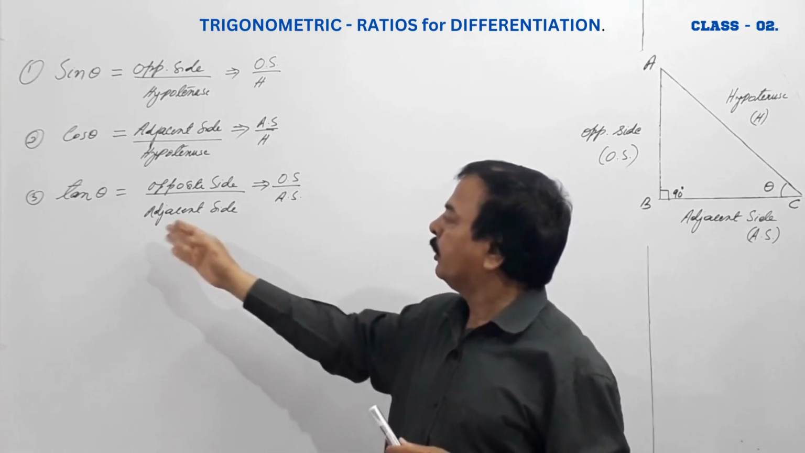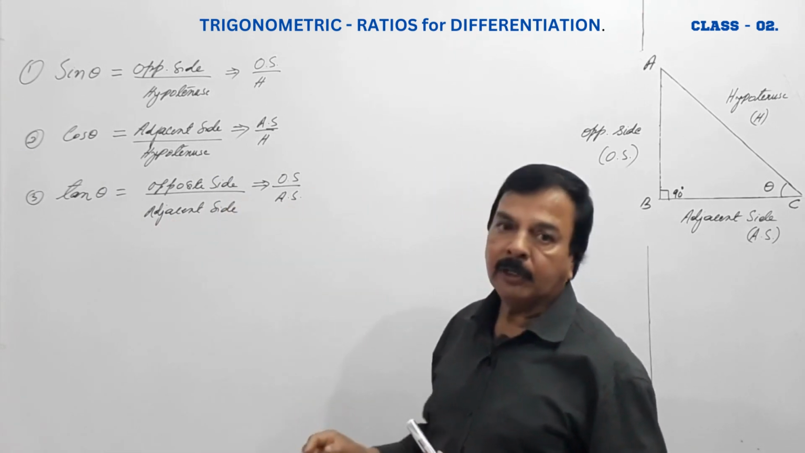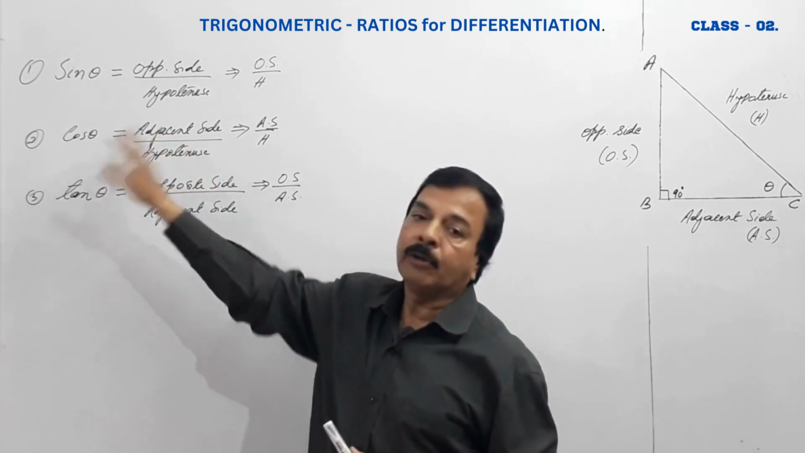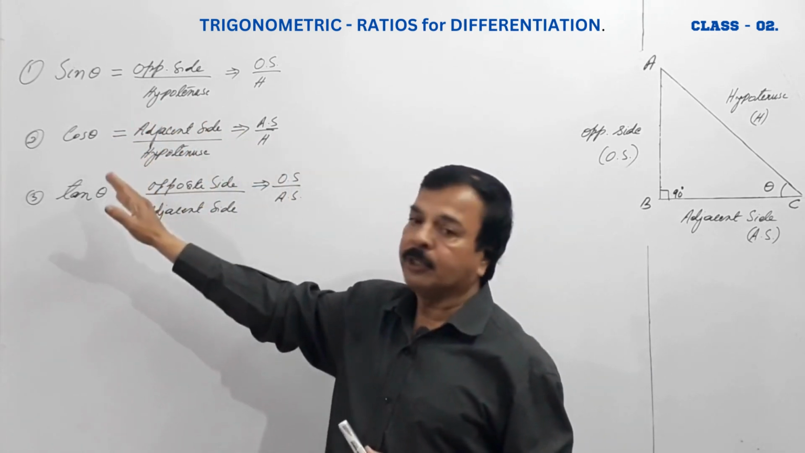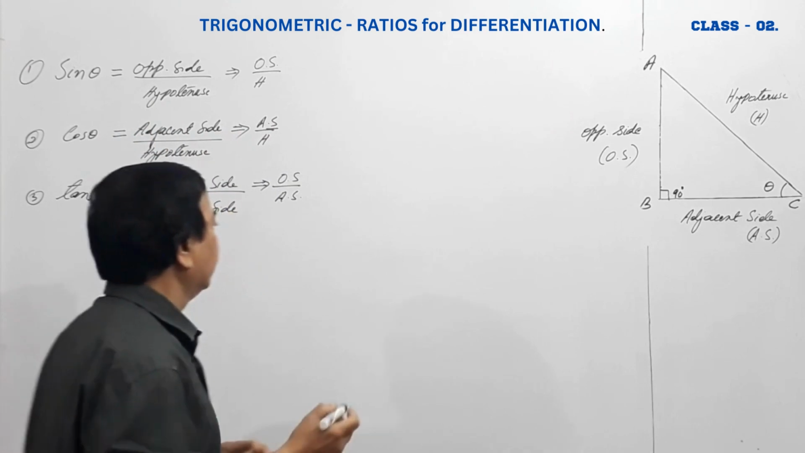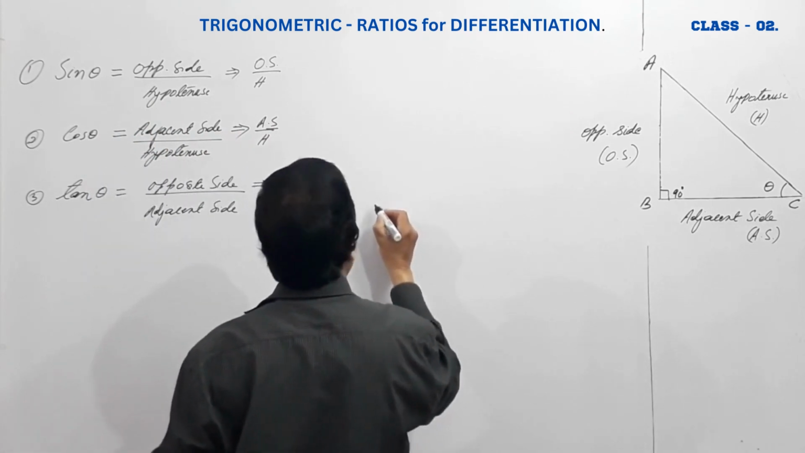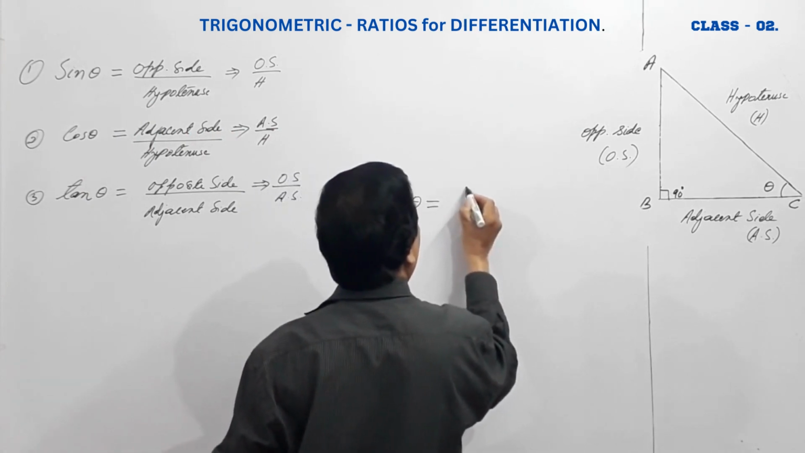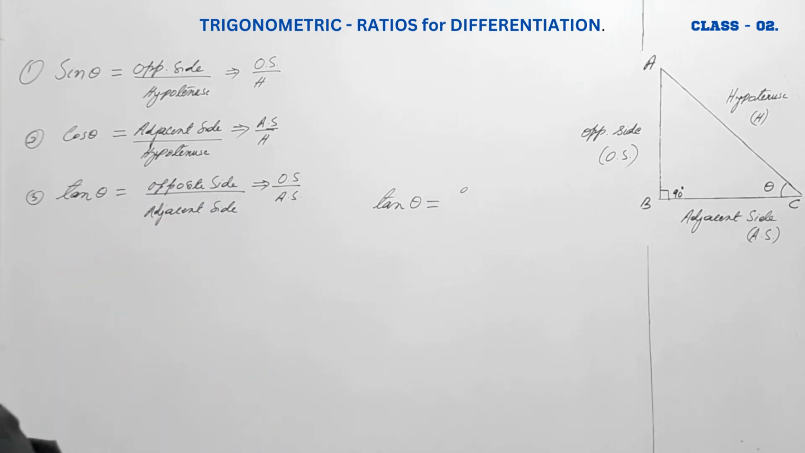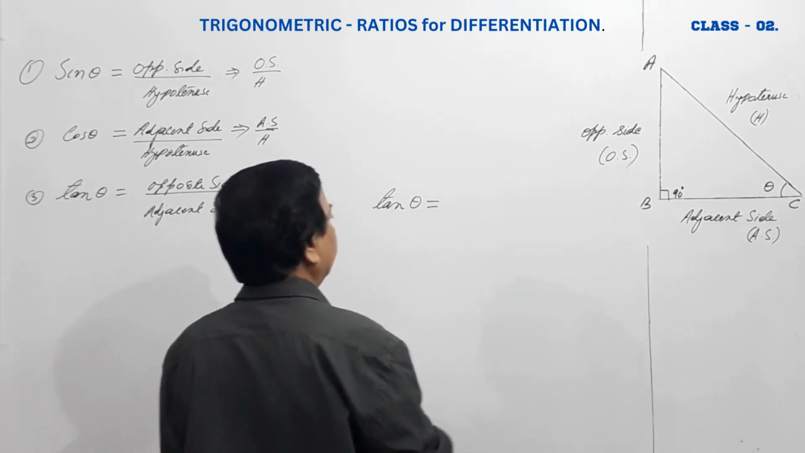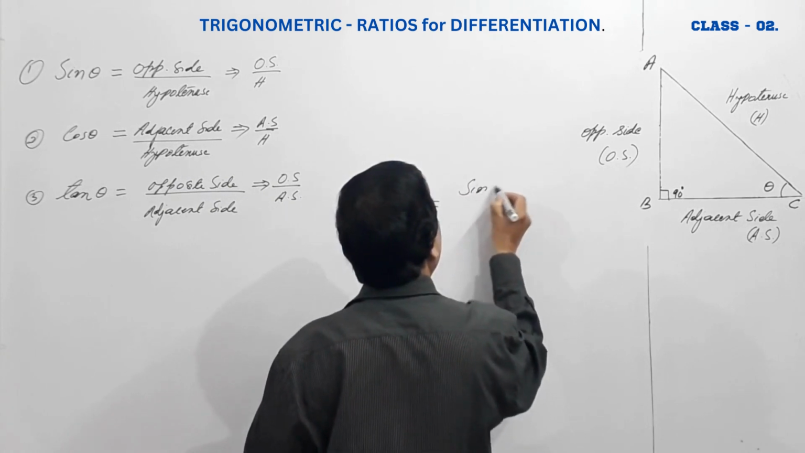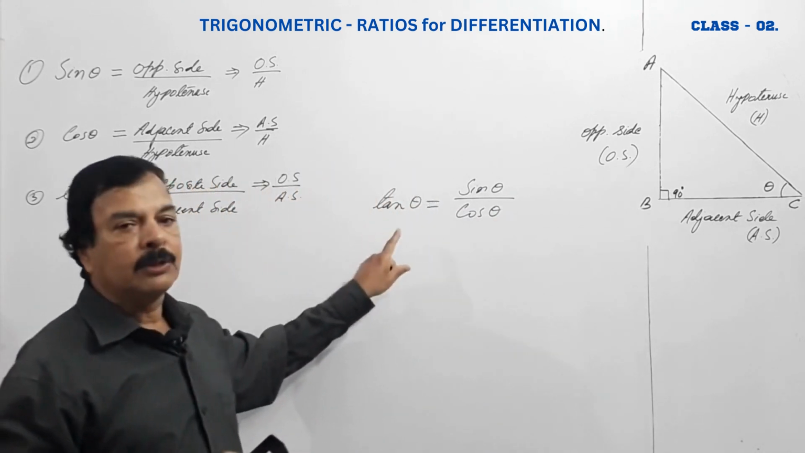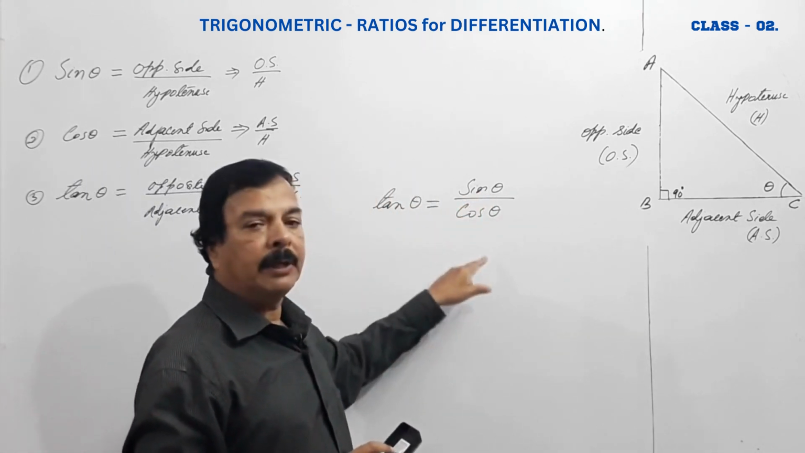We know tan theta is opposite side by adjacent side, which I have done. There is one more way to know tan theta. Tan theta is nothing but the ratio of sin theta to cos theta. If we divide sin theta by cos theta, we get tan theta. So let me write that: tan theta is equal to sin theta divided by cos theta. Please know this: tan theta is sin theta by cos theta.